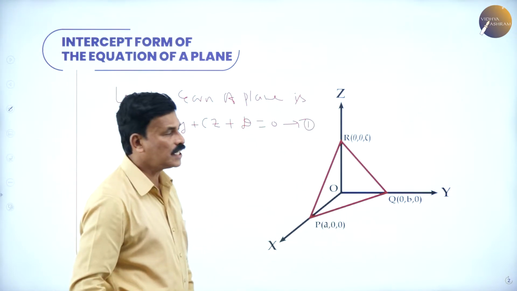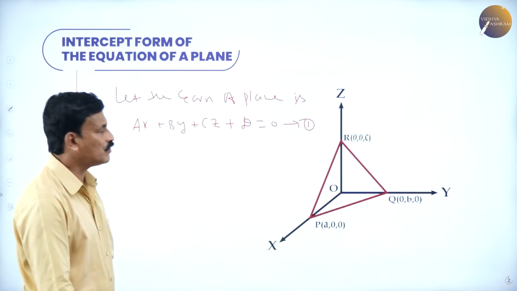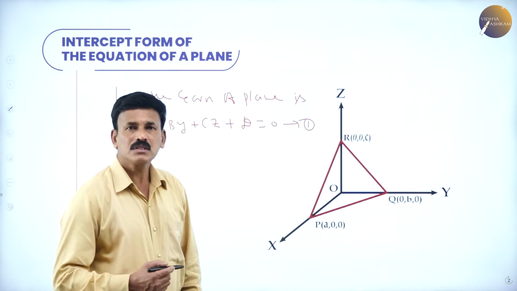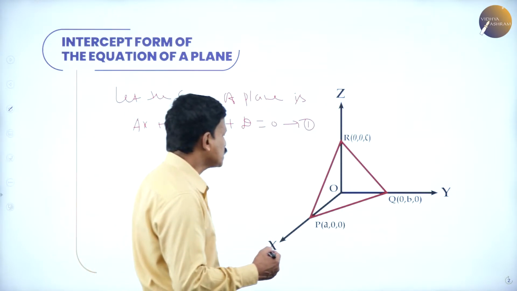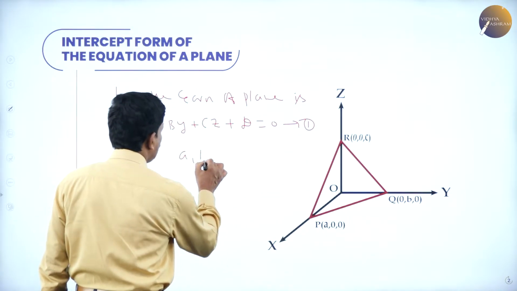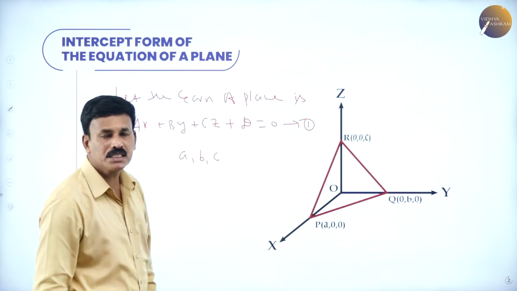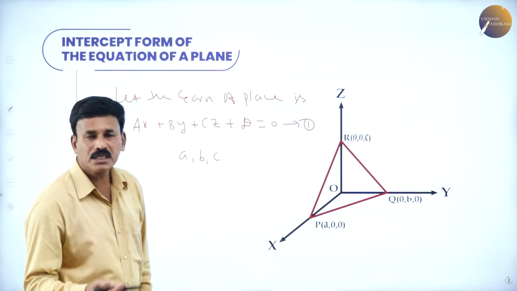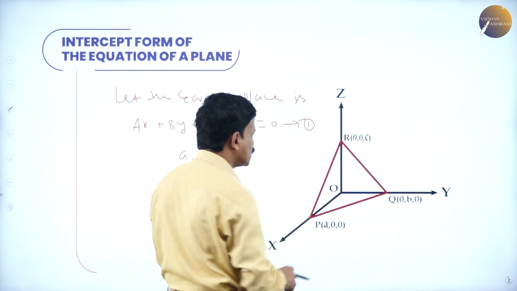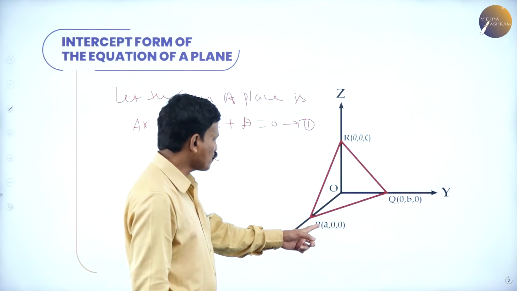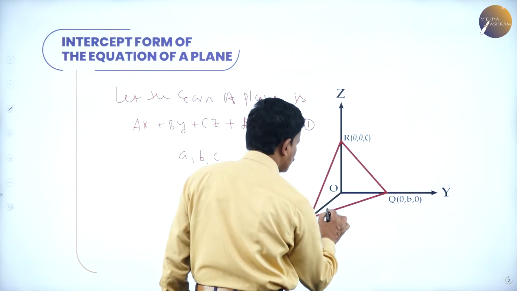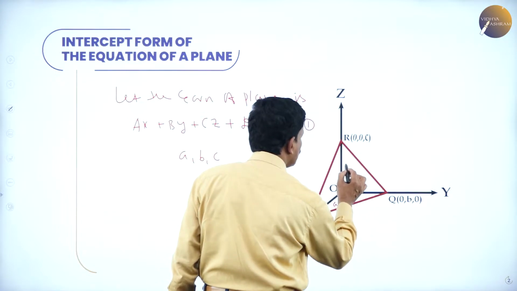Okay, now let us consider that the equation of the plane in the standard form is ax plus by plus cz plus d is equal to 0. Now let the plane make intercepts on the x, y and z axes as a, b and c. Let the plane intersect the x axis at the point A, the y axis at the point B and the z axis at the point C. So therefore this is A, this is B and this is C.